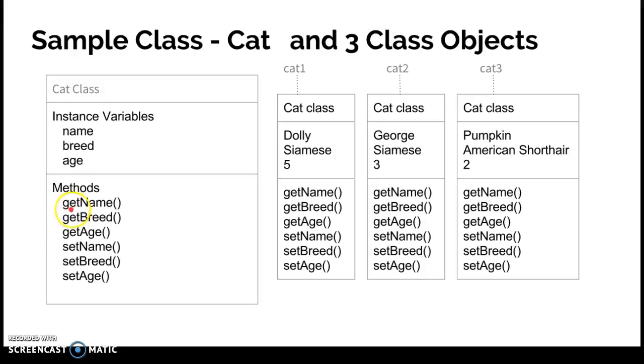And those names like get and set are pretty standard. So if they ask you to write a method and it wants you to get something, you should probably say get and whatever you're getting. And if it wants you to change something, you probably should use set something.